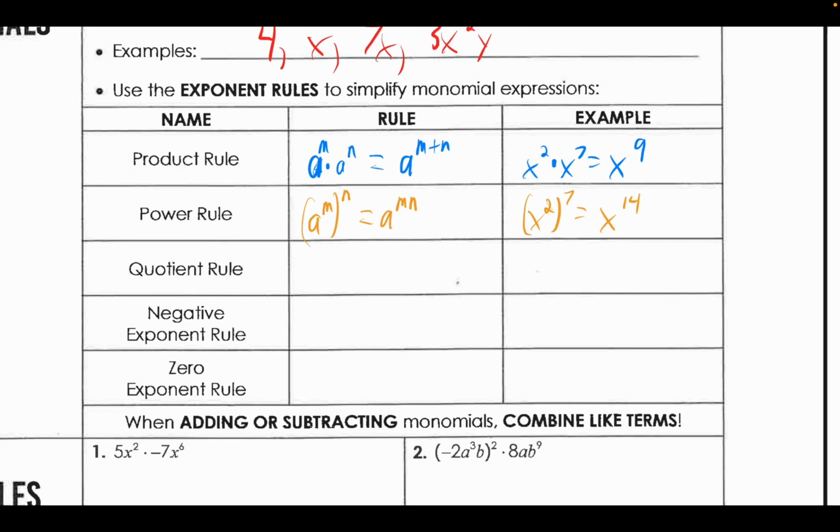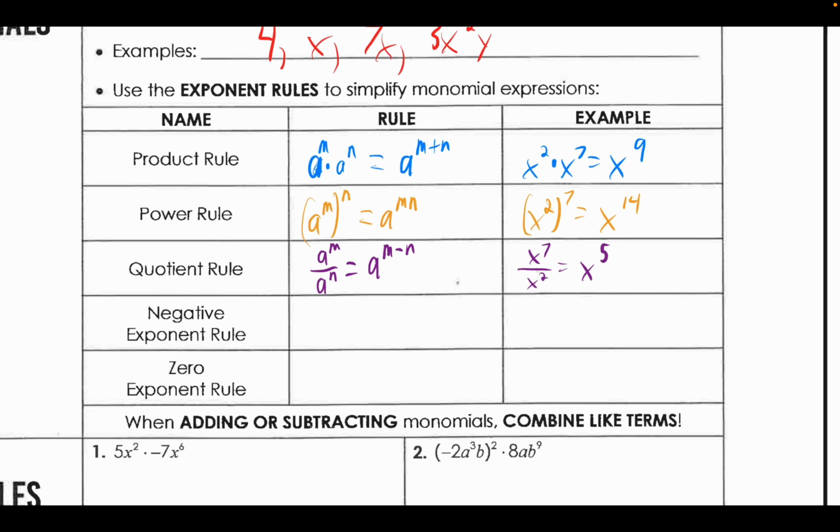The quotient rule means that you divide the bases. So a over a, but the top one, let's say, is the power of m, and the bottom one is the power of n. You would subtract these exponents, power of m minus n. So for example, if we had x to the power of 7 over x to the power of 2, we do 7 minus 2, which is x to the power of 5. Now note, on each of these, the bases are the same. You cannot do these rules if they're different bases, such as x and y, or 2 and 5.